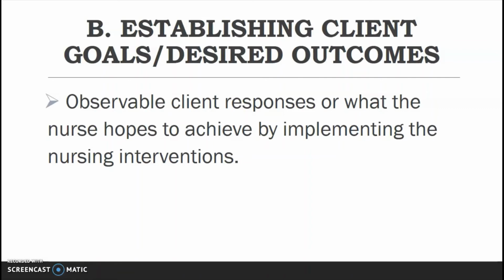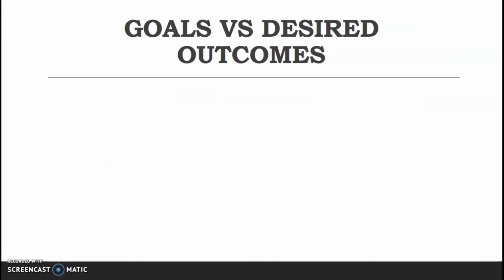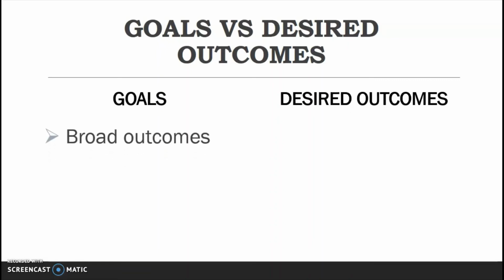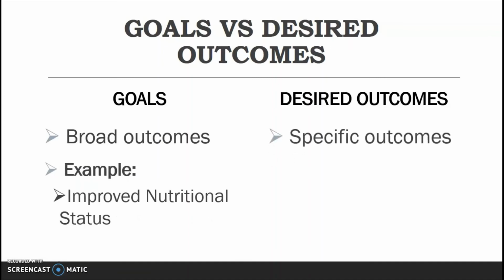Now, in setting a goal, a desired outcome, we have to differentiate first goals and desired outcomes. Okay, there have been a lot of books that are trying to differentiate desired outcomes and goals. In some books, they actually have the same definitions. Well, in some books, they were differentiated according to the extent of the goals, if it's general or more specific. Goals are more on the broad outcomes that we want to achieve, while desired outcomes are the specific outcomes that we want to achieve. Example is that for goals, improve nutritional status.